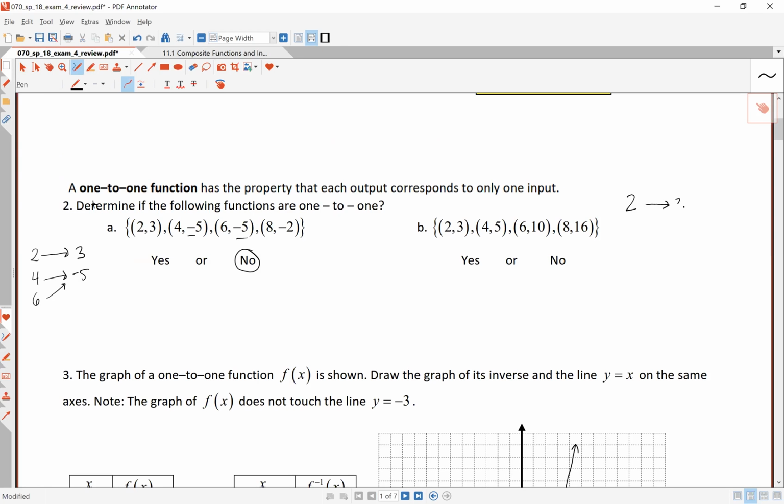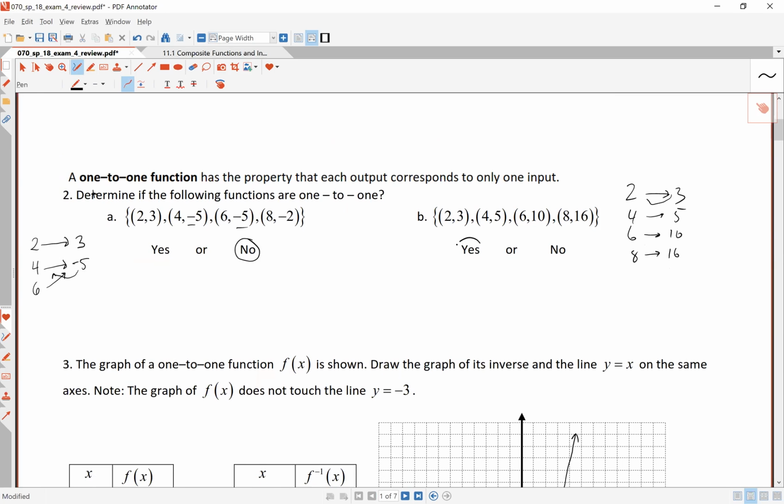2 goes to 3, 4 goes to 5, 6 goes to 10, and 8 goes to 16. This one's one-to-one because 2 goes with 3 and 3 goes back to 2. In A, we don't know where 5 goes back to. It has 2 different numbers. This is one-to-one.